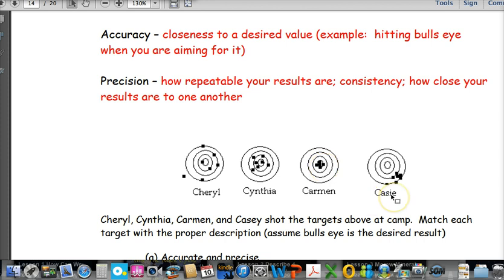Now, you look at Casey, you'll notice that none of her dots are anywhere near the bullseye, but notice how they're all bunched together? So Casey is precise, but she is not accurate. She's precise because all of her results are fairly close to each other, but she's inaccurate because they're not where they're supposed to be, which is the bullseye.